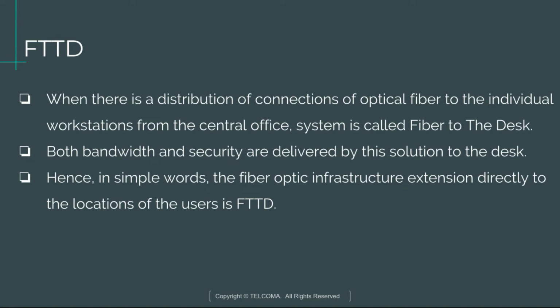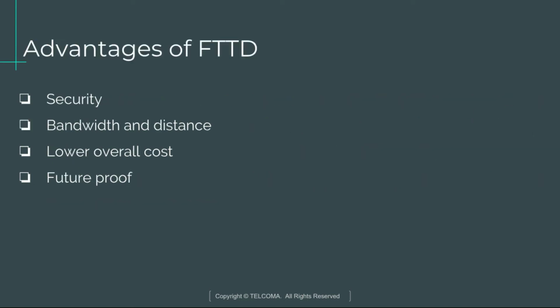Next is Fttd. When there is a distribution of connections of optical fiber to the individual workstations from the central office, the system is called fiber to the desk. Both bandwidth and security are delivered by this solution to the desk. Hence, in simple words, the fiber optic infrastructure extension directly to the locations of the users is Fttd.